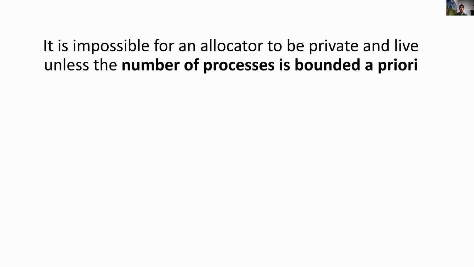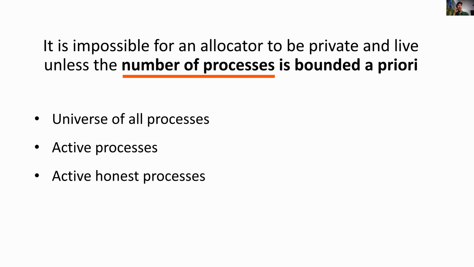So this brings me to a theorem that we prove in the paper, which shows that an allocator cannot be private and live unless the number of processes is bounded ahead of time. There are a couple of things that I could mean by number of processes. I could mean the universe of all processes. In the context of Skype, this basically means bounding the total number of Skype accounts that will ever exist. So you might come up with a bound, let's say 7 billion or 14 billion or 21 billion, whatever makes sense.